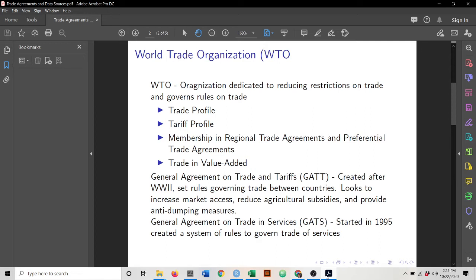Does your country belong to any trade agreements? Are they local trade agreements, or are there preferential trade agreements that they belong to? The WTO site will tell us if they belong to any of these groups. And then, and this will be kind of weird because we're going back and forth, but trade and value added.